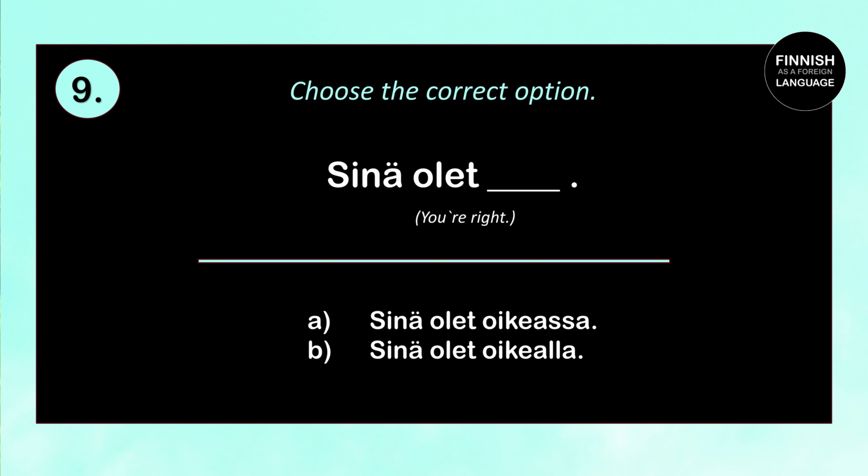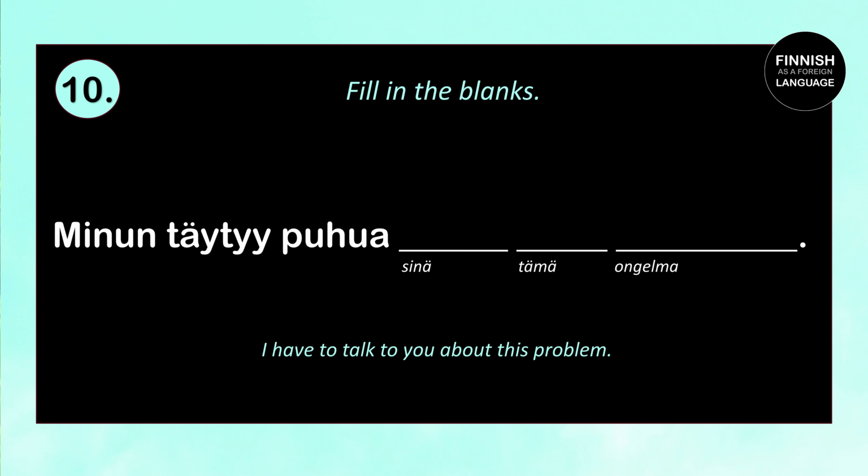That's right. The answer is A. Sinä olet oikeassa means you're right. Next one. Sentence structures including corrections.